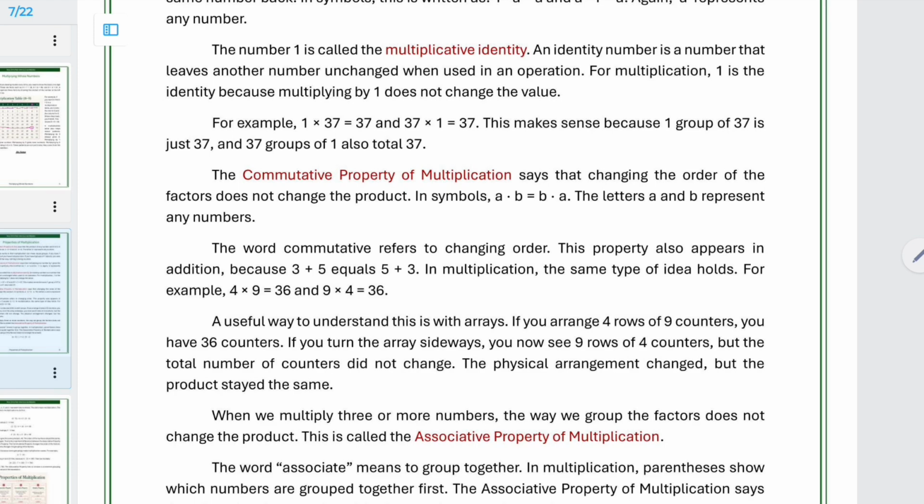This property also appears in addition because 3 plus 5 equals 5 plus 3. In multiplication, the same type of idea holds. For example, 4 times 9 equals 36 and 9 times 4 equals 36.